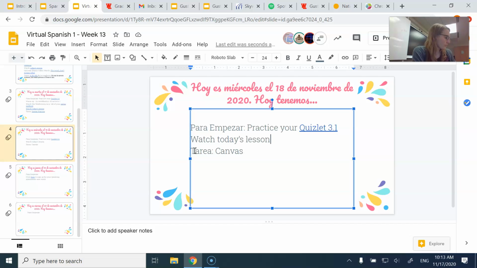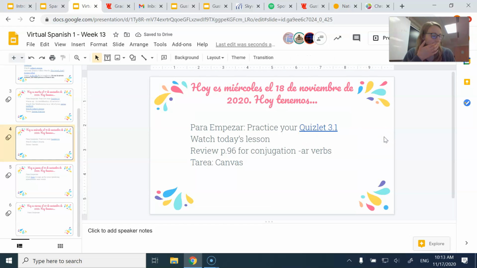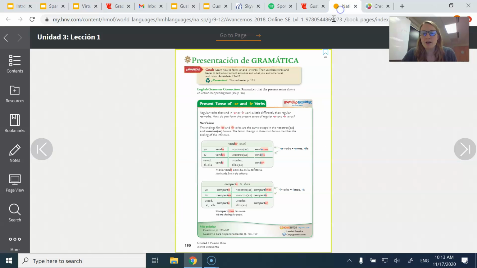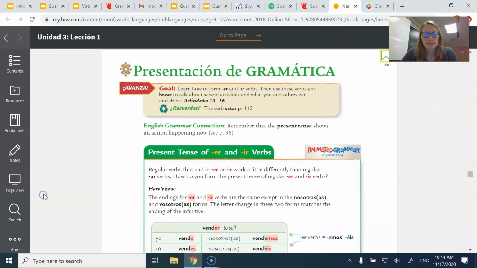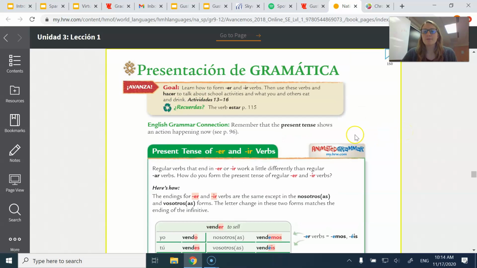And I think that was the first part of Unit 2, so let me quickly find that page for you guys. If you don't remember how to conjugate your AR verbs, please review page 96. So I'm going to go ahead and write that in here for us. Review page 96 for conjugating AR verbs. Okay, awesome. So anyway, today we're learning about conjugating ER and IR verbs. English grammar connection. Remember that the present tense shows action happening now. See page 96. Oh, I didn't even need to write it for you guys.